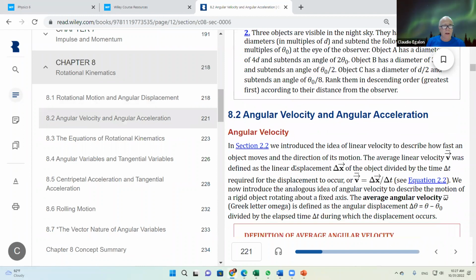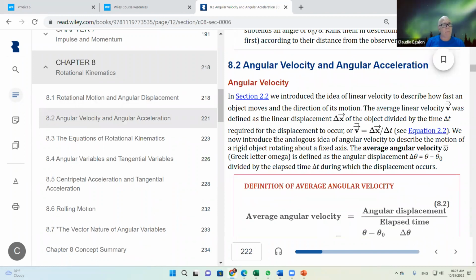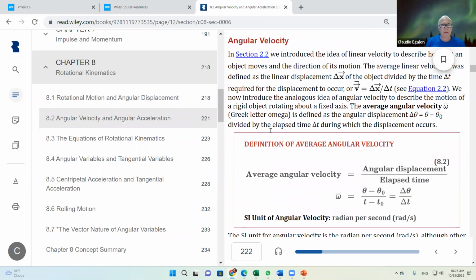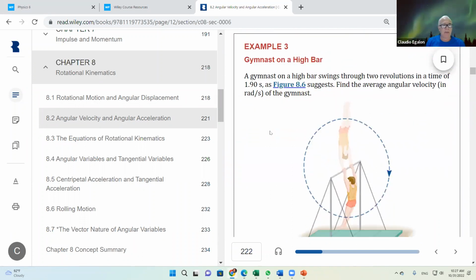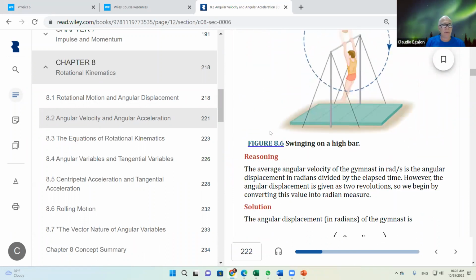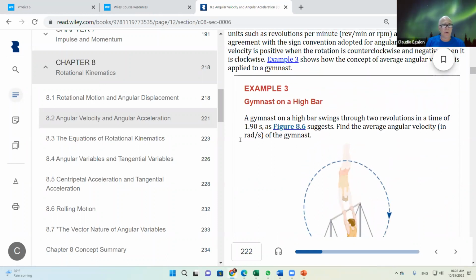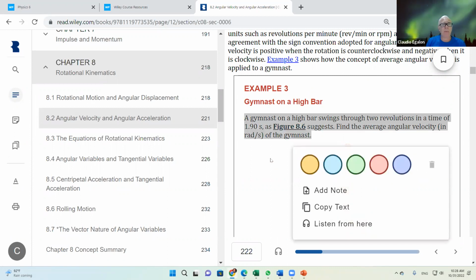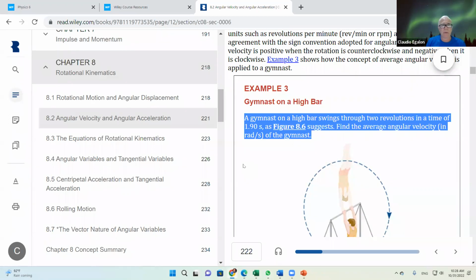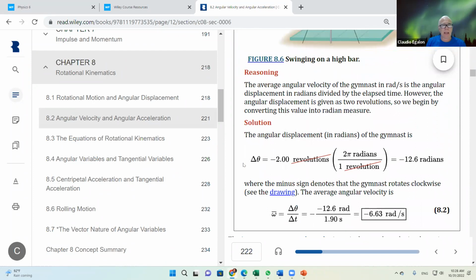And what are we going to have? Angular velocity. We cover angular velocity as well. Okay, definition of angular velocity: angular displacement divided by elapsed time. Here we have this example of the gymnast, and they are asking to find the average angular velocity of the gymnast. A gymnast on a high bar swings through 2 revolutions in a time of 1.9 seconds. 1 revolution is 2 pi radians, so 2 revolutions is 4 pi radians. Okay, this is a straightforward type of example, right? 4 pi radians divided by 1.9. That's going to be the average angular velocity of the gymnast.